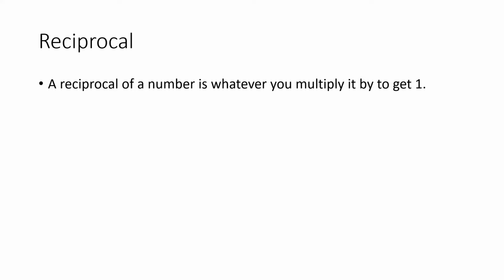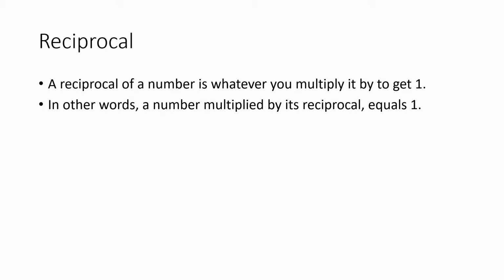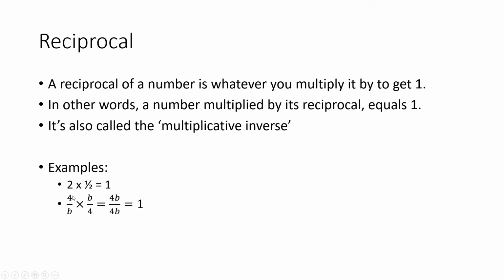The reciprocal of a number is whatever you have to multiply it by to get back to the value of 1. In other words, a number multiplied by its reciprocal is equal to 1. This is also called the multiplicative inverse. We'll see other inverses shortly, but a multiplicative inverse means you multiply something by something else and get 1. For example, 2 has a reciprocal of a half, because if you multiply them together, you get 1.